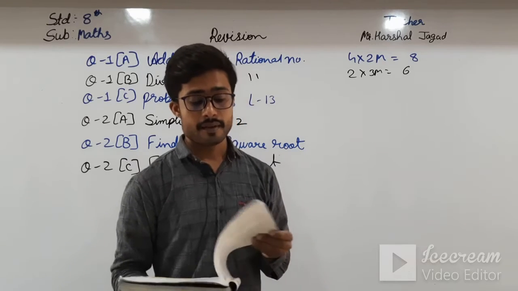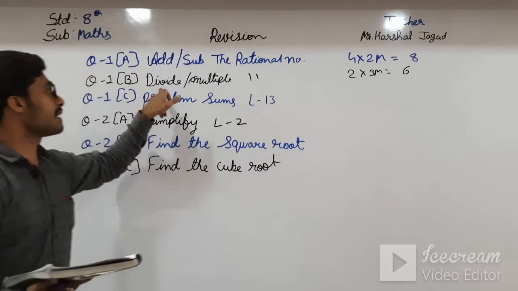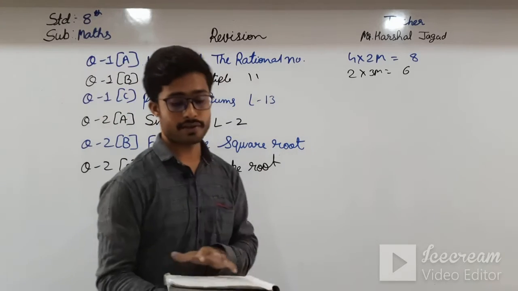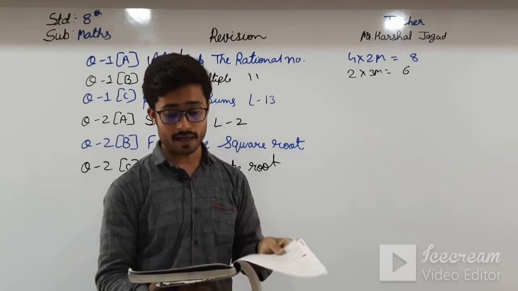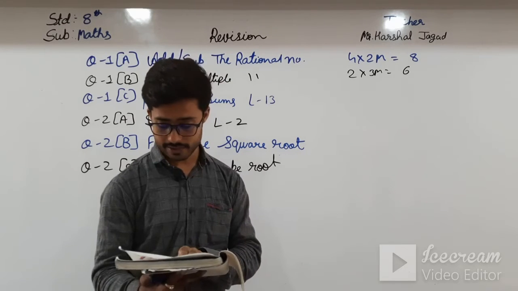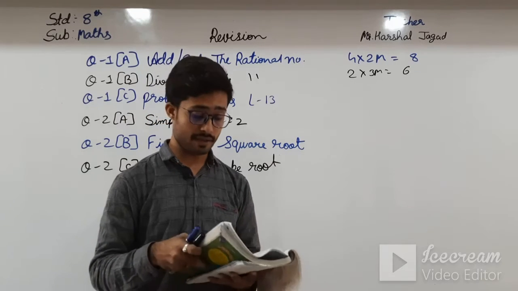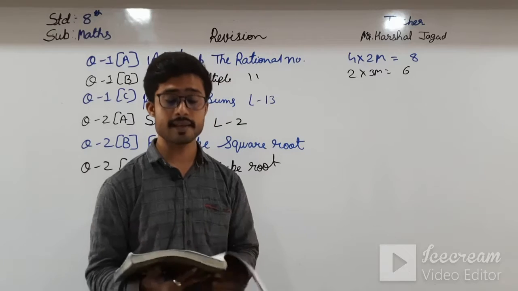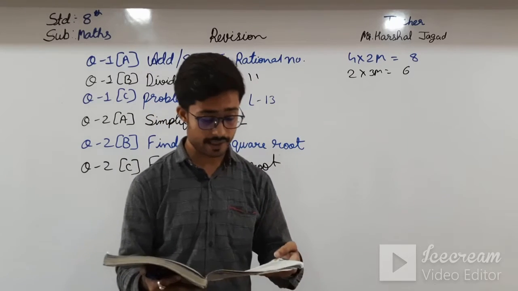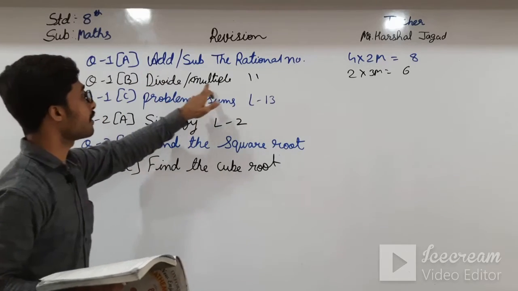Then the next is question number 1b, that is divide and multiply rational numbers. See here, subtraction is on page number 18 and multiplication of rational numbers is given here. It is on page number 20. Page number 20, multiplication of rational numbers.